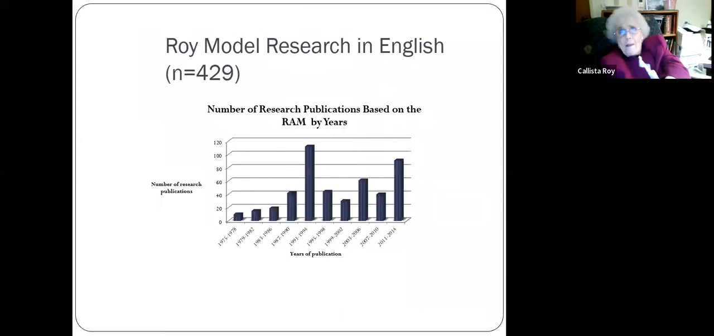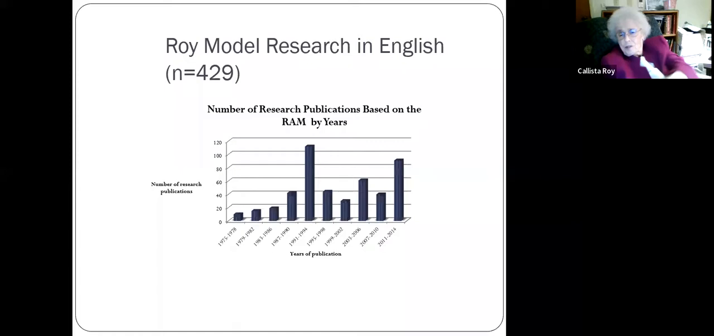So this is a slide that was done a few years ago when, after taking out duplicates, we had 429 studies, and they vary by years, the publications in given years. So this just gives you an idea, but they keep growing.